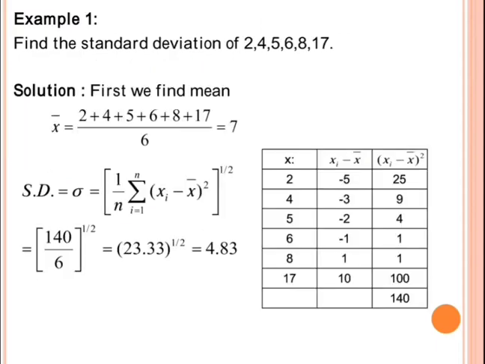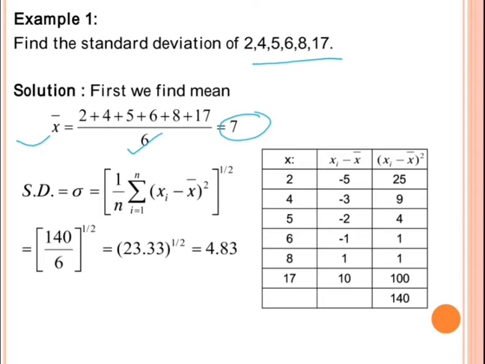Let us see by examples. Find the standard deviation of the given observations. Okay, so for standard deviation, first we need to find the arithmetic mean. So x bar equal to the total of all the terms divided by the total number of terms. There are total 6 terms, so divided by 6. On calculating this, we get x bar as 7.